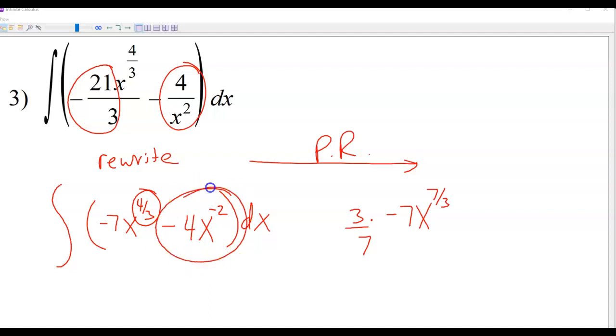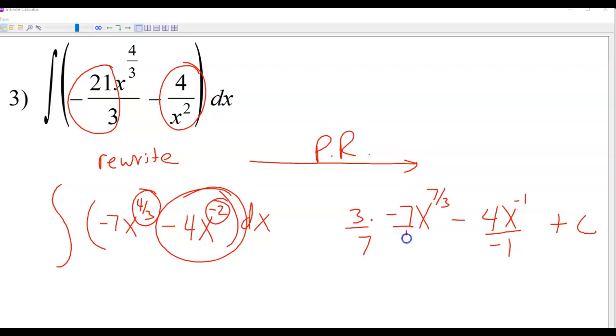For the next one, we're going to do minus 4, and we're going to add 1 to the power. Be careful there, that's a negative. So if you add 1 to it, it becomes a negative 1x. And then we're going to divide by that power. So I'm dividing by negative 1. And don't forget your plus c. So that's the power rule. And then, of course, you want to simplify again.